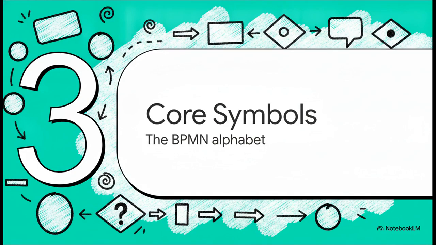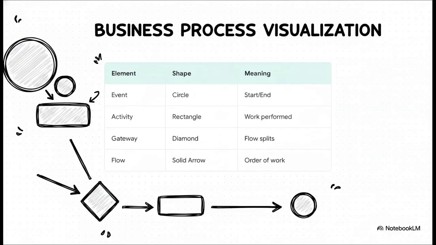Section 3, core symbols you need. Okay, let's learn the alphabet of this new visual language. Most practical diagrams use just these core shapes. We start with events, represented by circles. These show when something happens, like a process starting or ending. Next are activities, shown as rounded rectangles. This is the actual work being performed.